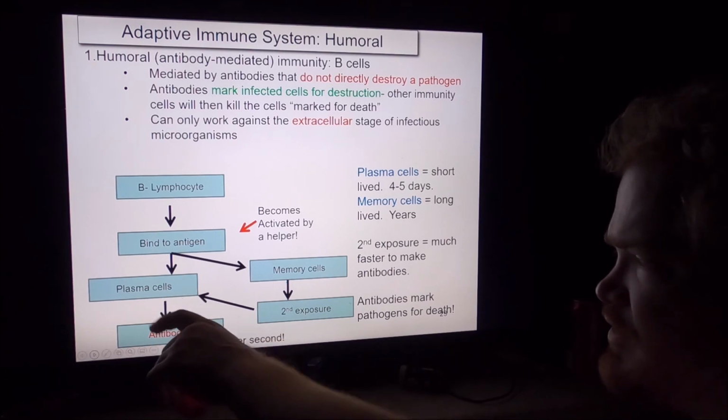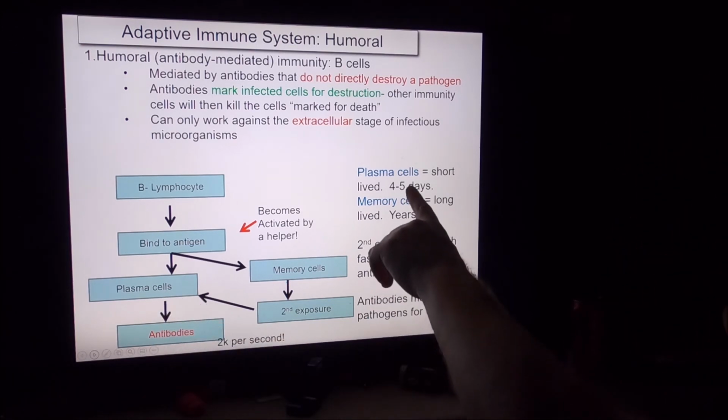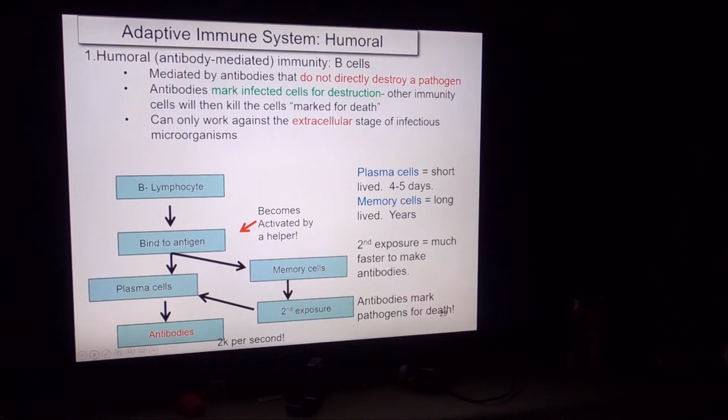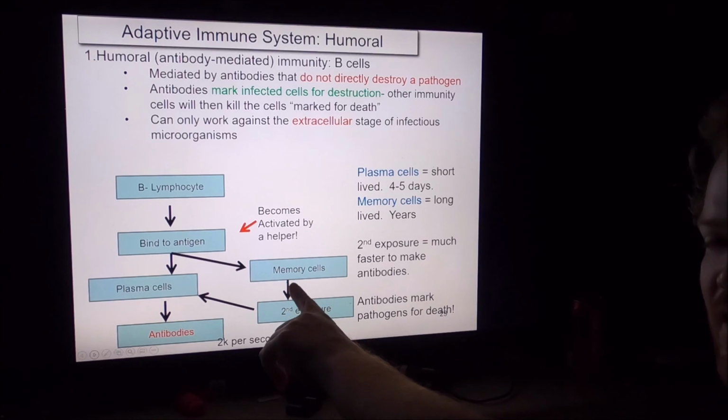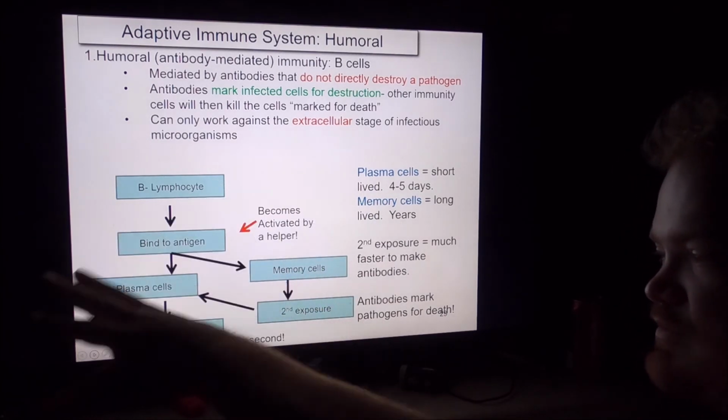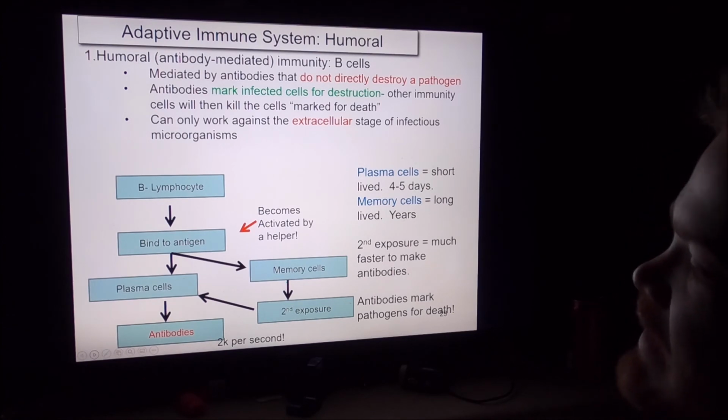Now, these plasma cells don't live very long, just a few days in most cases, whereas the small number of memory cells that are hanging out, they live for years and years. And the nature of this is as follows. If I get exposed to the same pathogen a second time, like 8 months from now, my memory cells are going to pick up that antigen and then immediately turn into plasma cells and start cranking out antibodies.